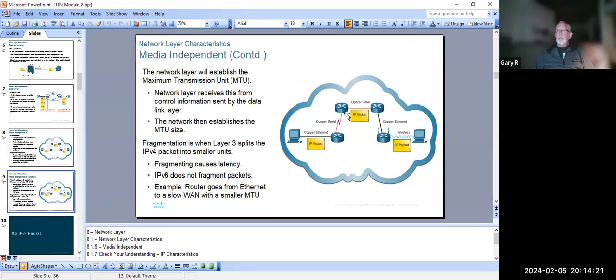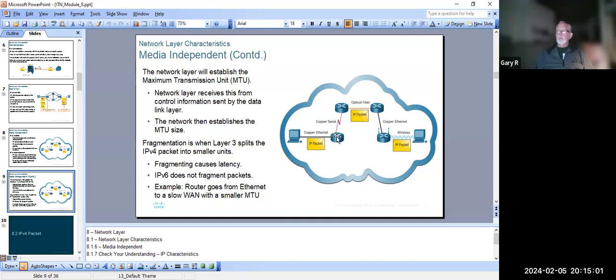IP has an MTU that it determines based upon talking to the data link layer. And what can happen with IP version 4 is that, for example, let's say I send something across here that's 1,500 bytes. And then I'm going to send it there next, but let's say this only allows for 1,000 bytes. Now that wouldn't be typical, but let's say that was the case. I've got 1,500 bytes that got here, but only 1,000 bytes is allowed across there. What IP can do is break that into fragments.